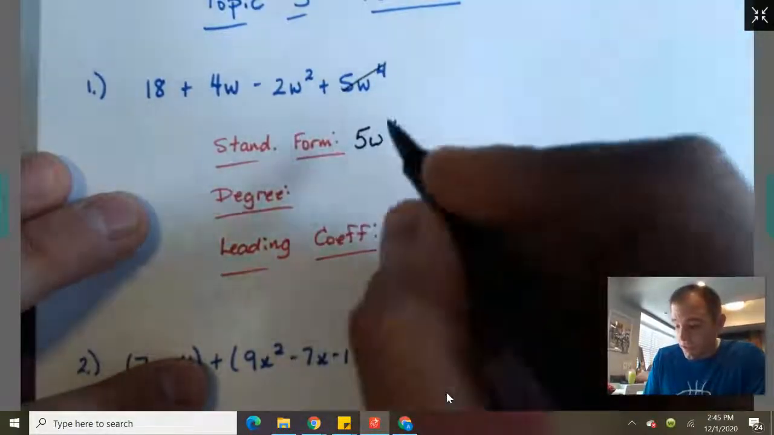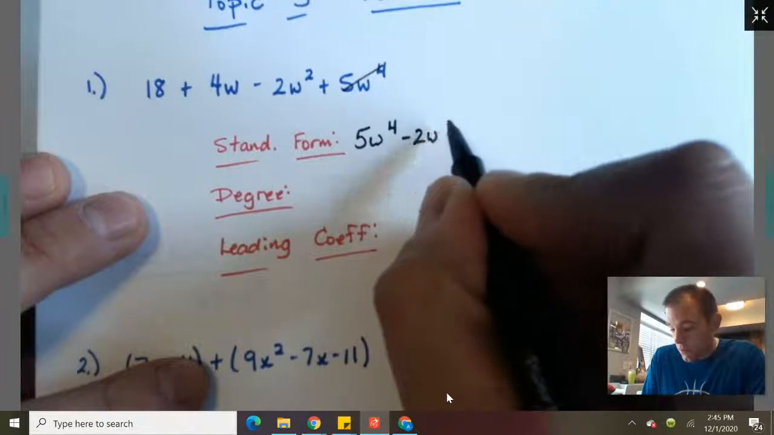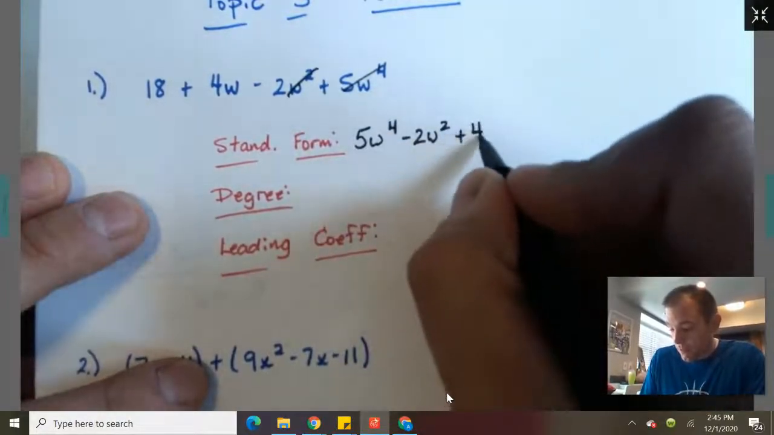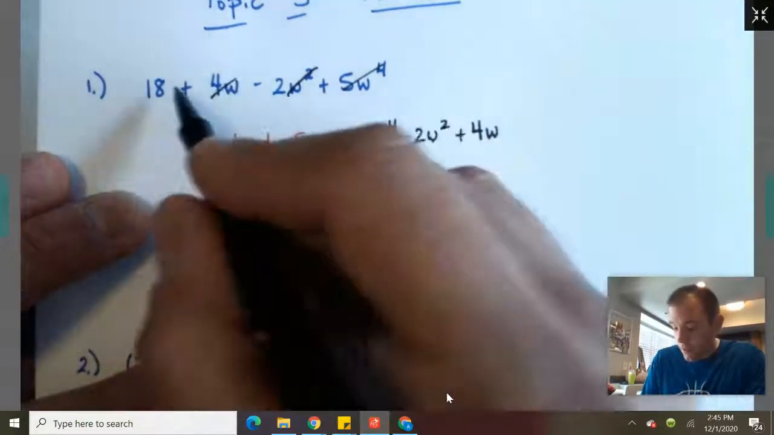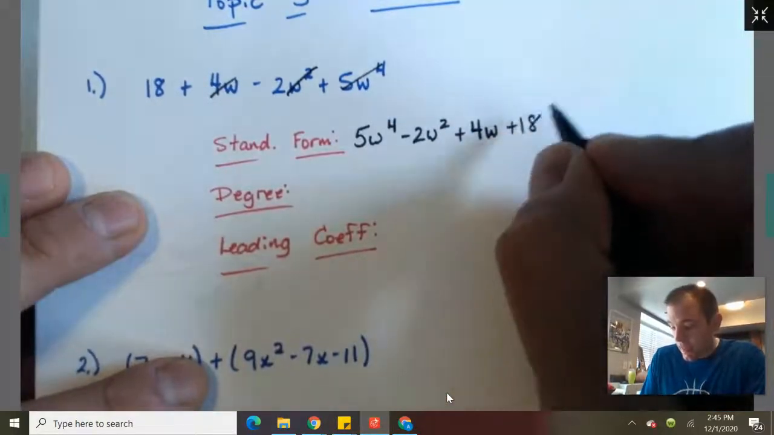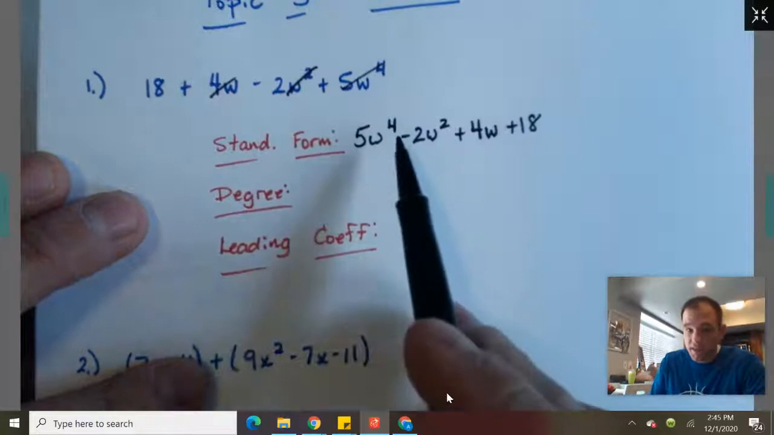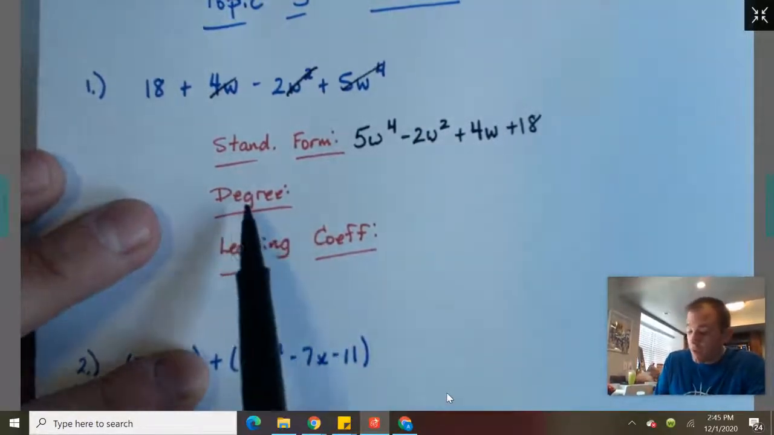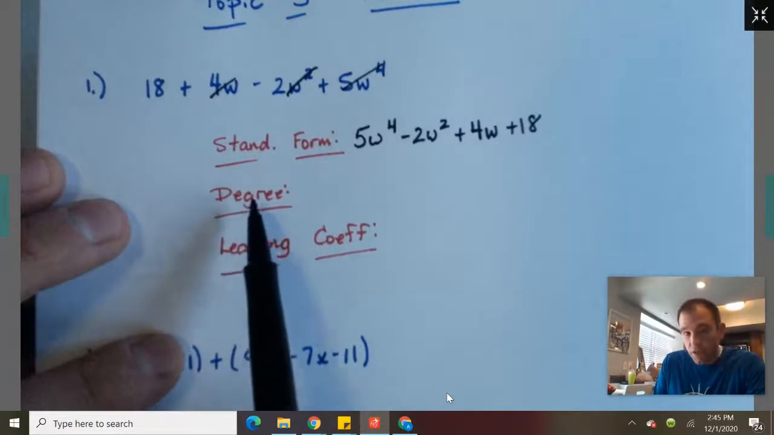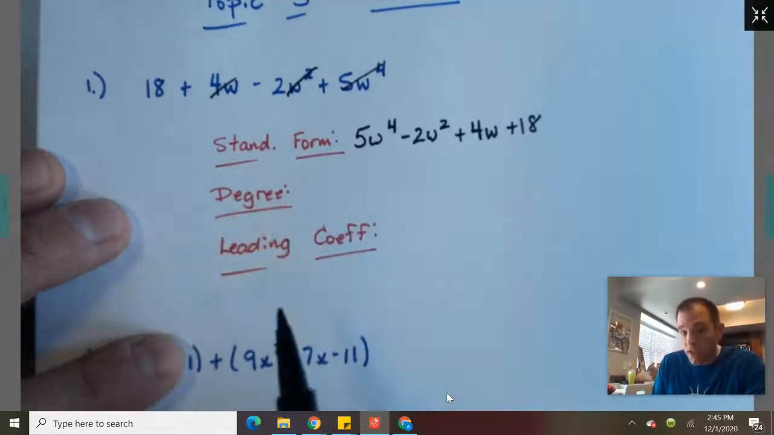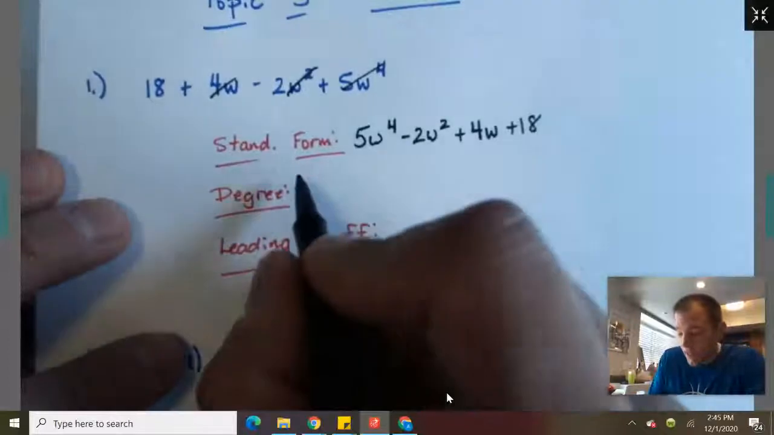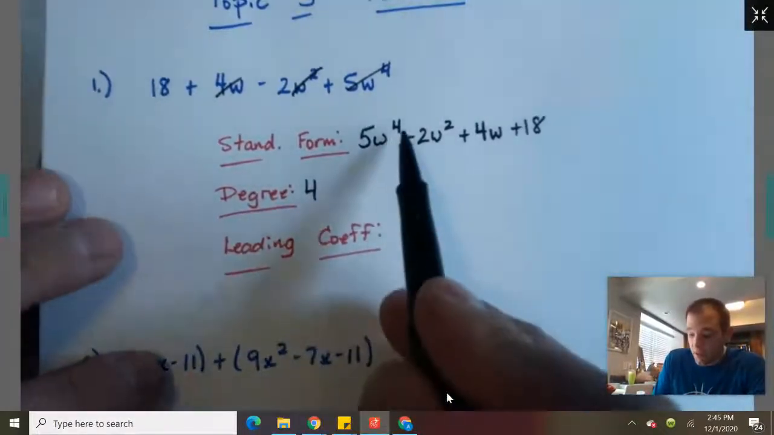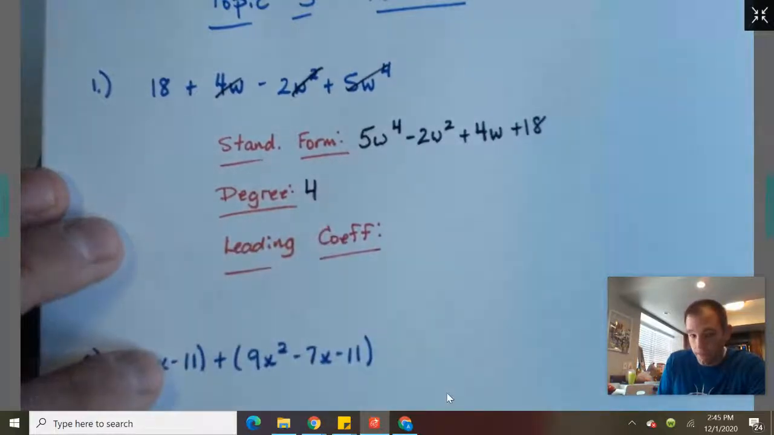The next one is 2w squared. Then 4w, it's a positive 4w. And then plus 18. That is standard form. It goes from the biggest exponent down to the smallest exponent. Remember, the degree of a polynomial is always the biggest exponent. So in this case, the degree would be 4. So the biggest exponent is a 4, so the degree is 4.